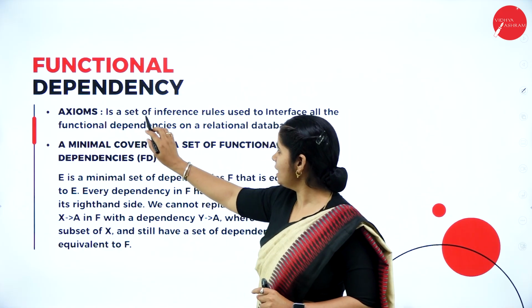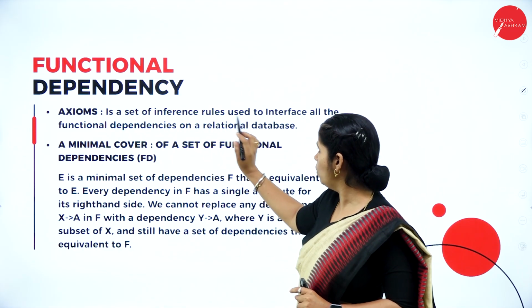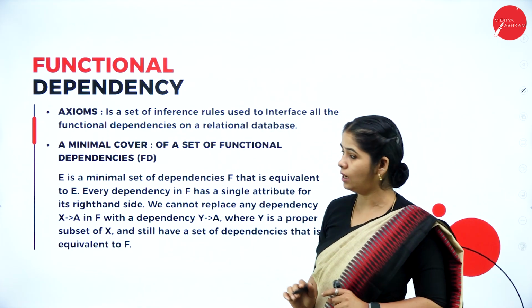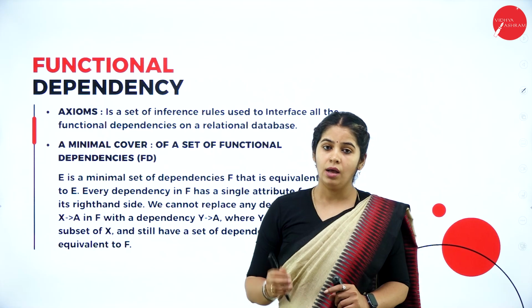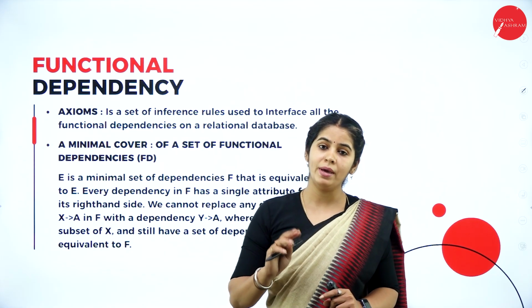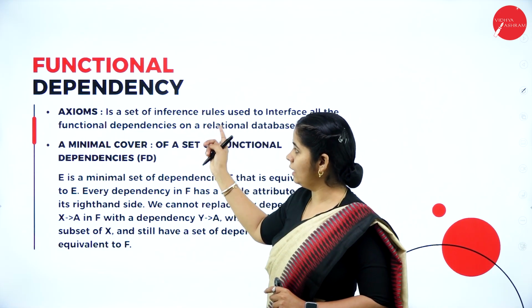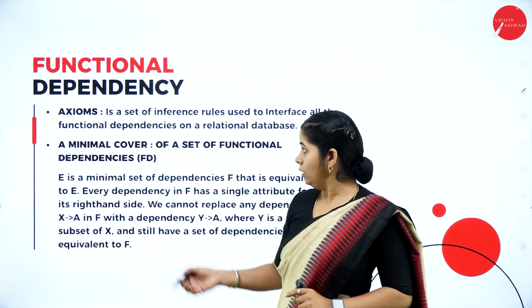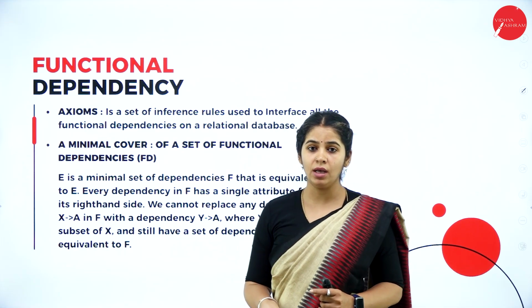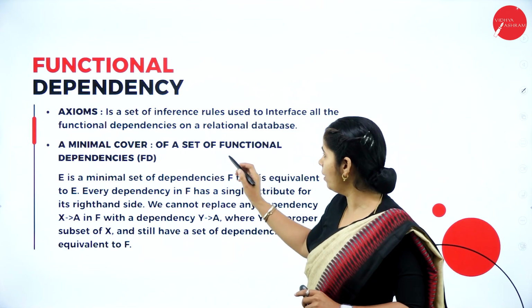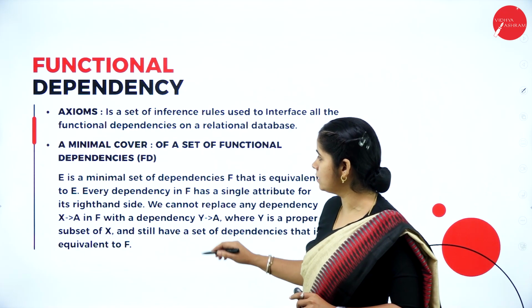Axioms are a set of inference rules used to infer all the functional dependencies in a relational table. In one relational table, you may have more than one functional dependency, and these are represented using the axioms. In axioms, we have a minimal cover and a maximal cover of functional dependencies. What do we mean by minimal cover?